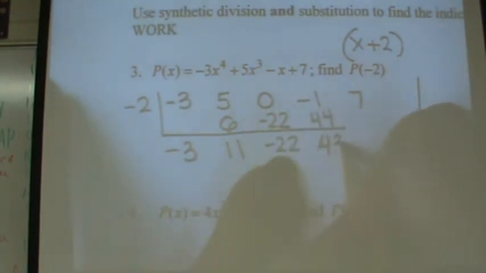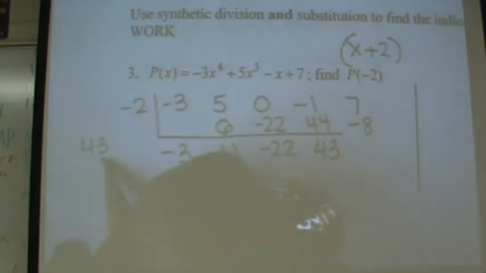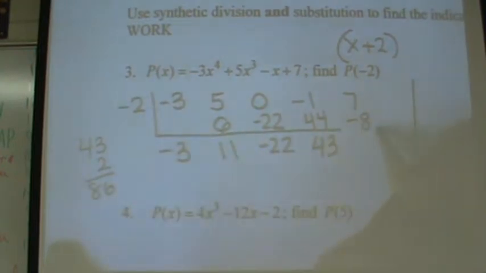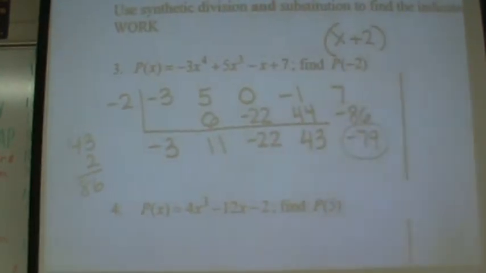Add, you get 43. Multiply, you get negative 86, because 43 times 2 is 86. And you get negative 79 for an answer. So this would be your remainder.